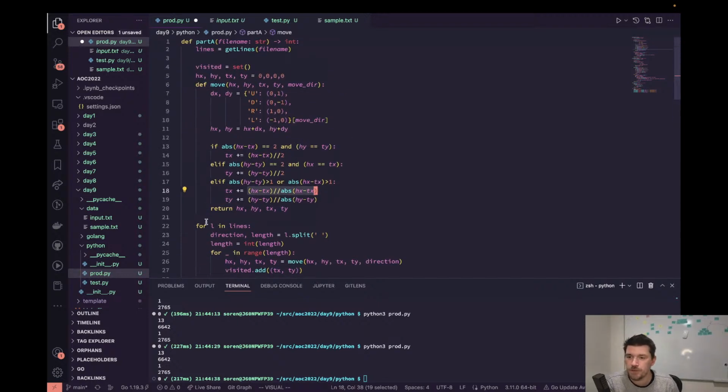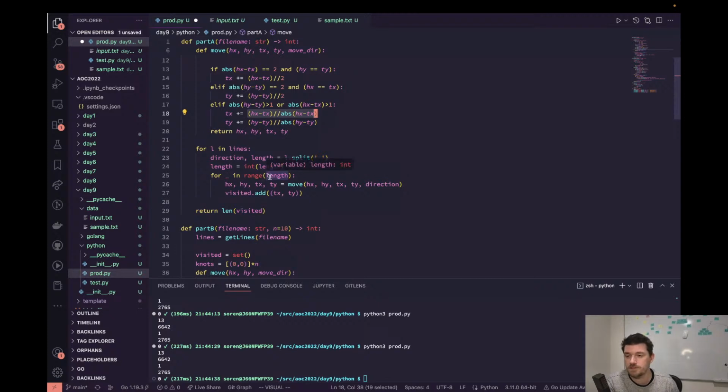Okay, so we go through the lines, find the direction and the length, and then for each step in range of length, we perform the move. We pass in the head and the tail and the direction, and we get the new head and tail out, and we add to the visited set, and we are good to go. We get our 13 out, and my real answer was 6642.